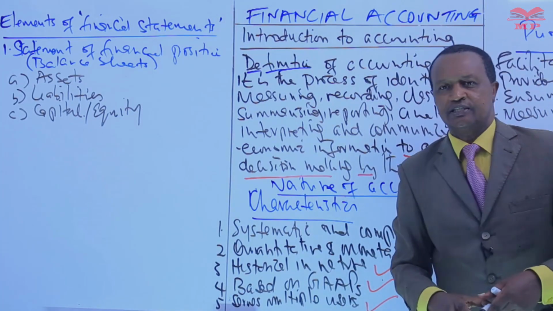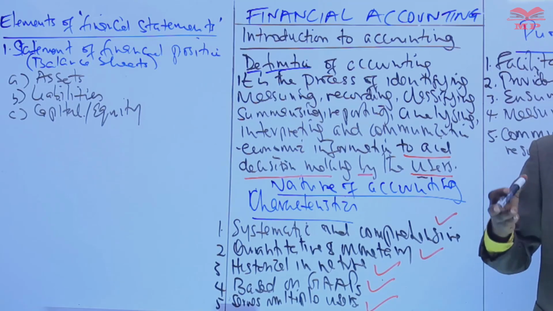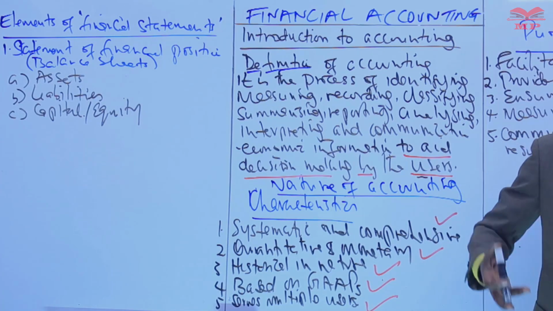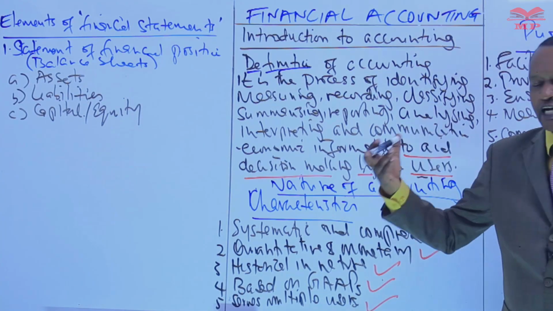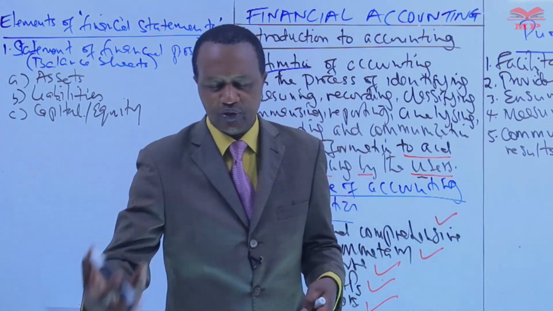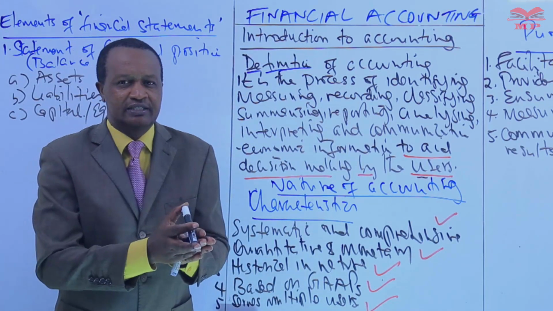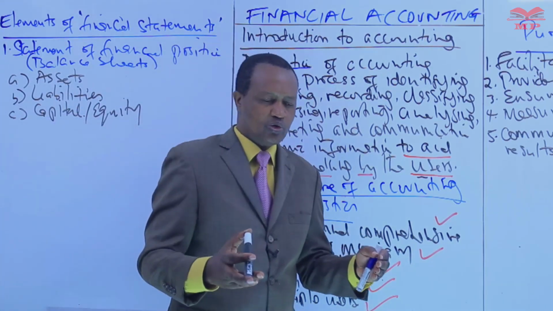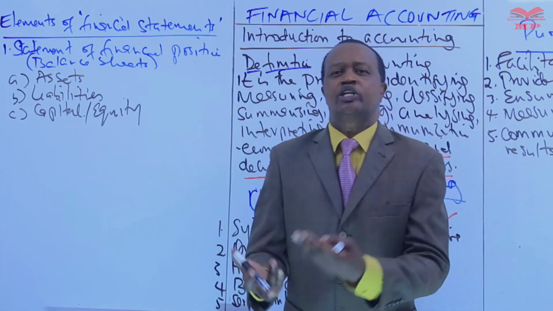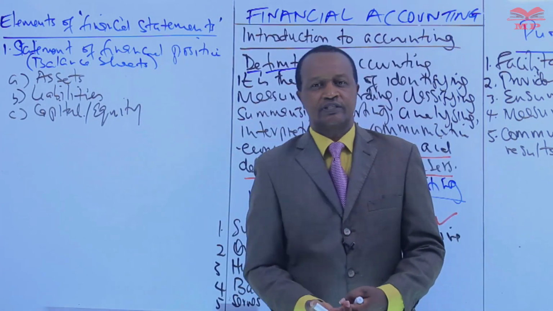Capital or equity. It is the residual interest in the assets of a company after deducting liabilities. It represents the owner's claim on the company's assets. And equity includes what you call common stock, retained earnings, share premium, reserves, and so on. You understand?